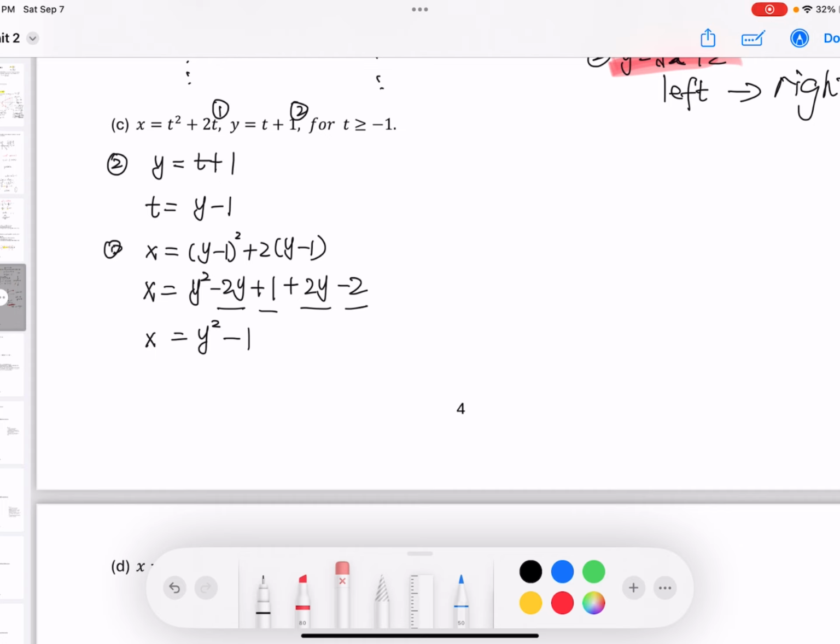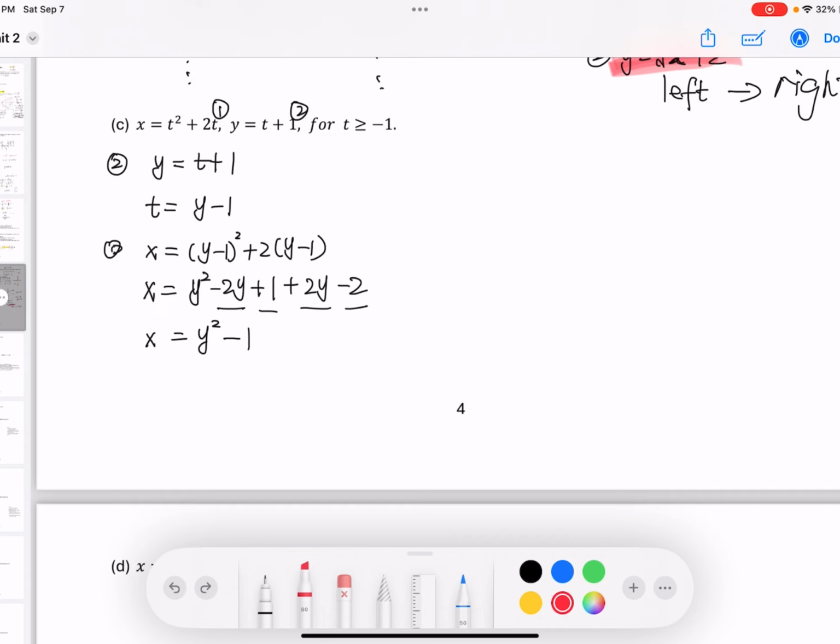Okay, so from this one, x has no square, y has a square. This is my parabola. So we have the restriction. I cannot say this is the whole image of my parabola. Maybe it's a partial portion of my parabola. Okay, from this we can start to graph my function.